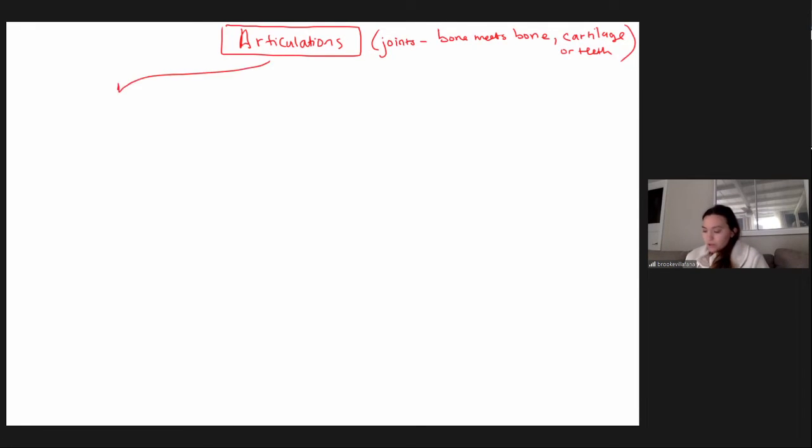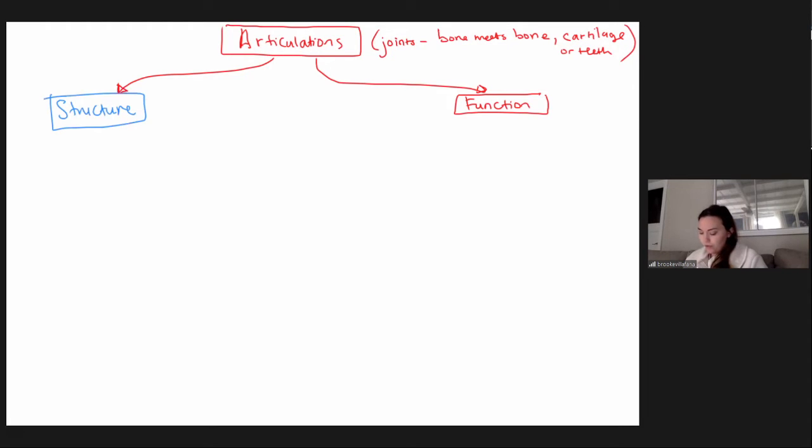Articulations are divided into 2 major topics. We talk about them according to their function, or according to their structure. I'm going to throw a little bit of definitions in here, because I feel like that's how we can actually learn this. Function is how much they move, whereas structure is what holds them together. What holds the actual joint together, versus how much the joint moves.